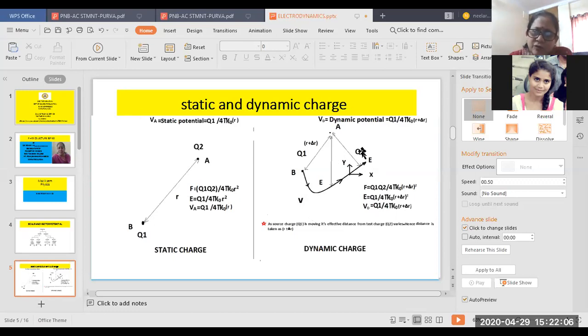What is the effect of the electric field on the test charge with respect to the source charge? The source charge is also moving. So where is the test charge? It is at point A. I can observe the effect on Q2 because of Q1 at this point, or at this point, or with respect to this point, or anywhere along the locus of this. So that is the difference between a static charge and a dynamic charge.